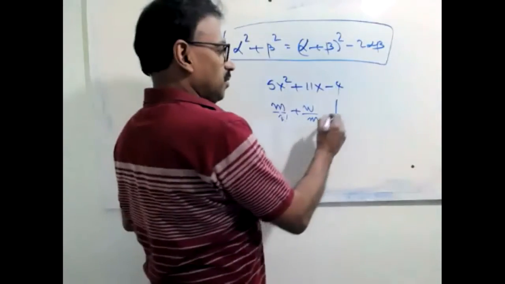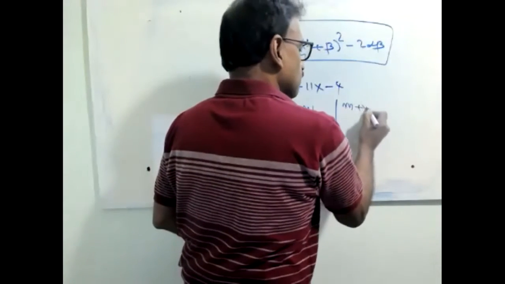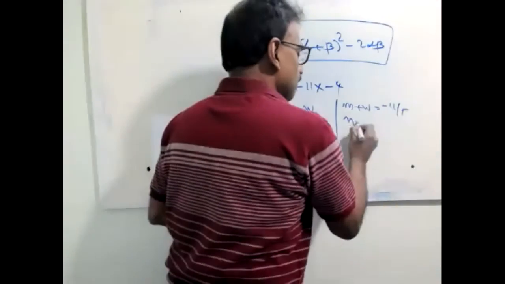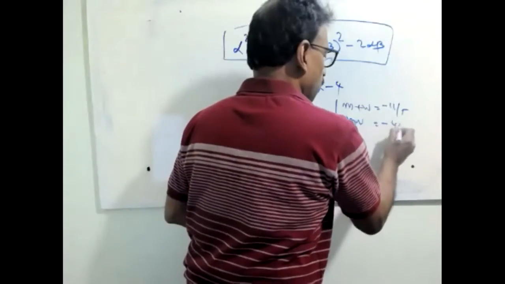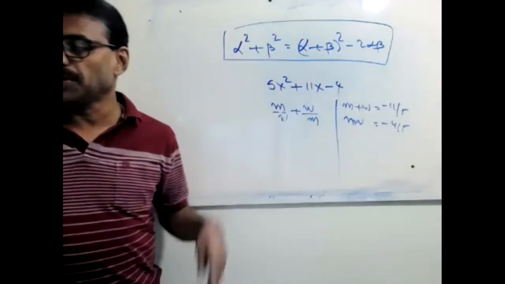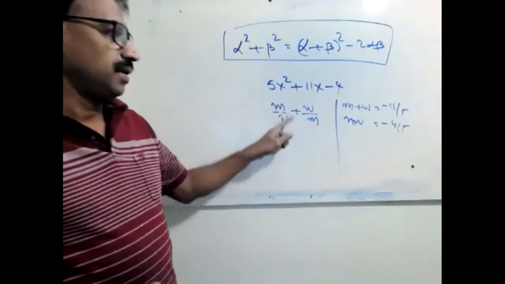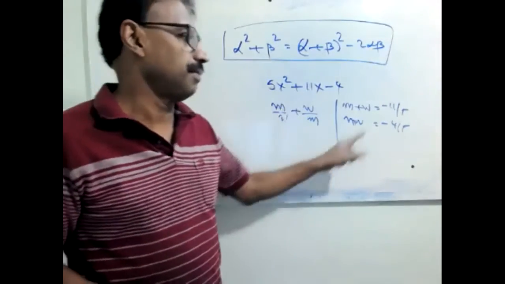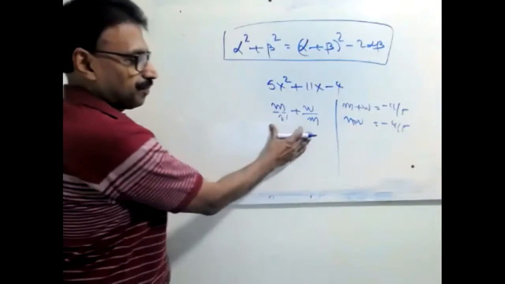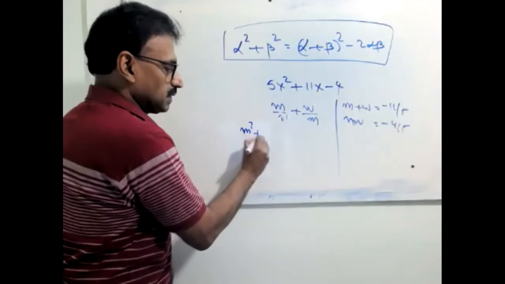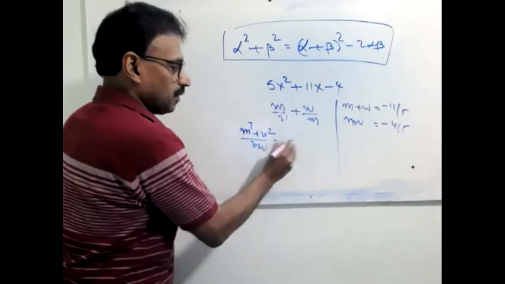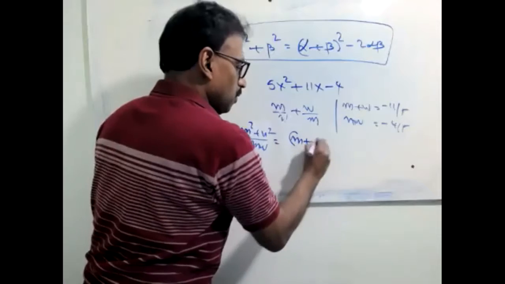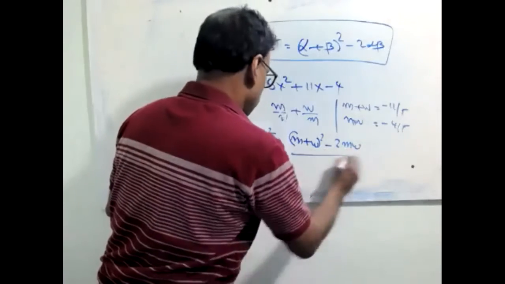Look here. First, m plus n is what? Minus 11 by 5. m plus n is minus 11 by 5. mn is minus 4 by 5, right? This is if you have no idea about splitting the middle term. You know that alpha plus beta is minus b by a. Come back to here: m square plus n square divided by mn. What is m square plus n square? m plus n all square minus 2mn, divided by mn.